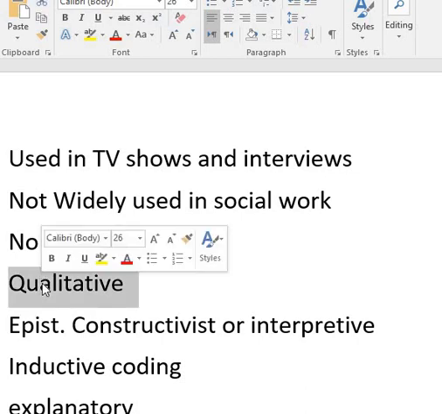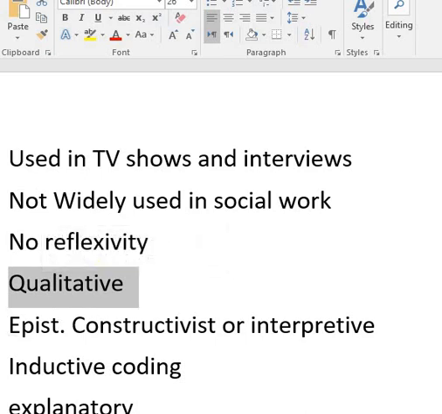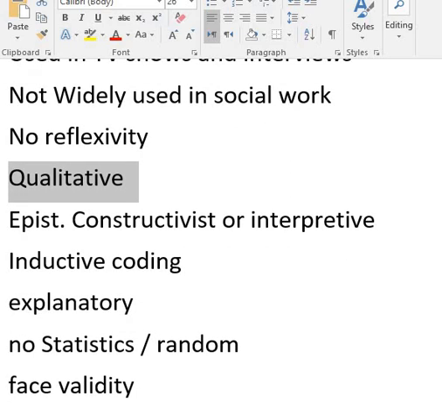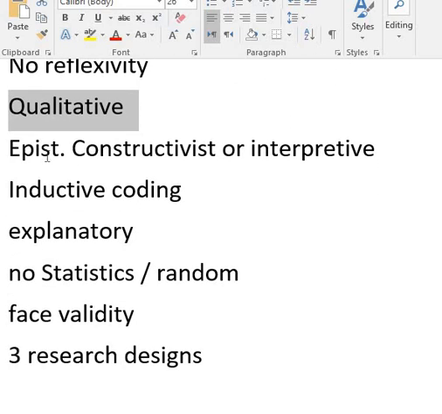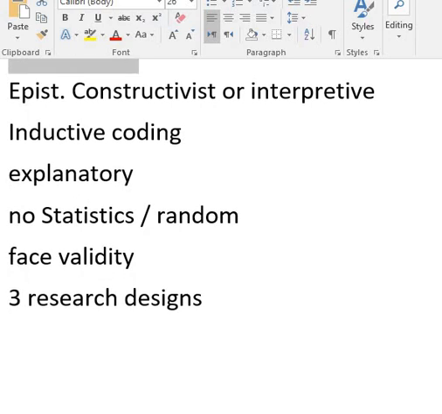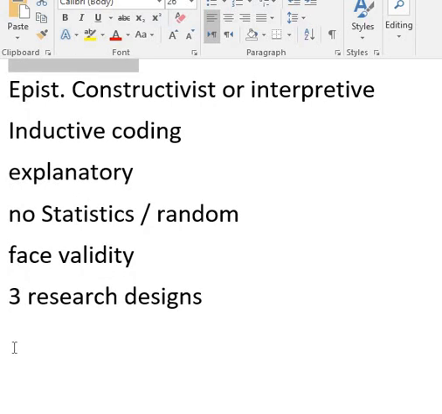For the research approach, the qualitative is adopted here. Of course, no quantitative here. And for the epistemology, it is constructivist or interpretive, so both of them can be found in the interpretive content analysis. As for the coding scheme, it is inductive, which means that it is inductively driven by the researcher. It is of course explanatory. This is a research design. Actually, we've got another two, so we have three research designs.